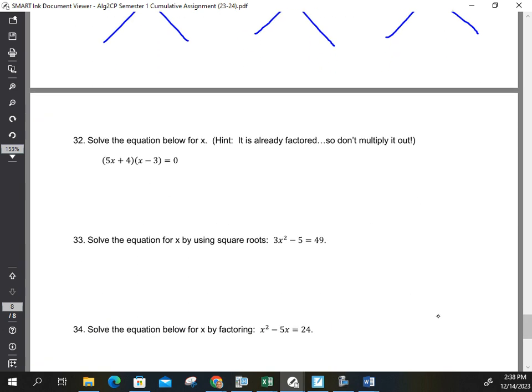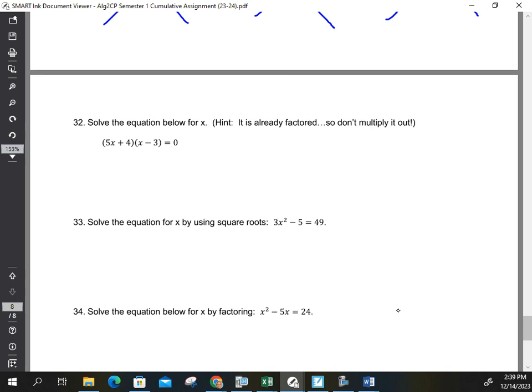32. Solve the equation for x. It's already factored, so don't multiply it out. I put that same direction on the test that you just took. Some of y'all still multiplied it out. If I'm telling you don't multiply it out, don't multiply it out. I don't need you to trust that I actually know what I'm doing. It's already factored and it's equal to 0. Just separate the problem and solve it out.